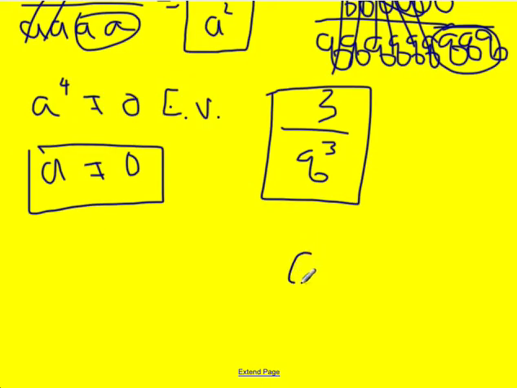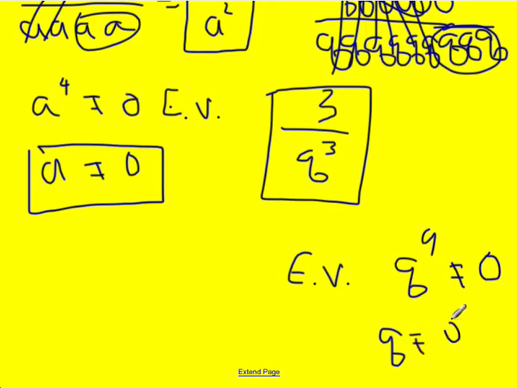Then I need to do my excluded value. Well, for my excluded value, I'm going to look at my original bottom, which is q to the 9th. So q to the 9th cannot equal 0. Okay, well the only way that q times q times q times q times q times q times q times q times q can multiply to 0 is if q is equal to 0. So again, our excluded value for that one is that q cannot be equal to 0.